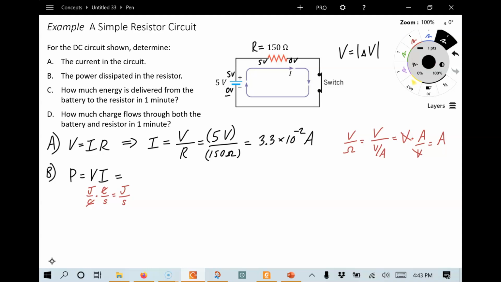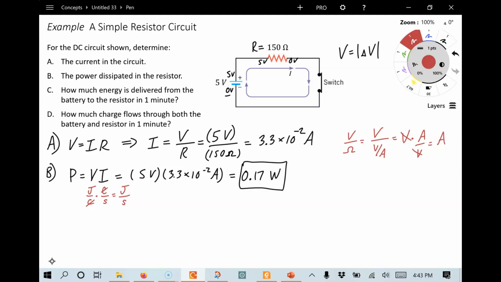Let's go ahead and put our numbers in here. So 5 volts multiplied by 3.3 times 10 to the minus second amps. And we're going to get a power here of 0.17 joules per second. Another set of units we can use is a watt. A watt is a joule per second. And so this all makes sense to us here.